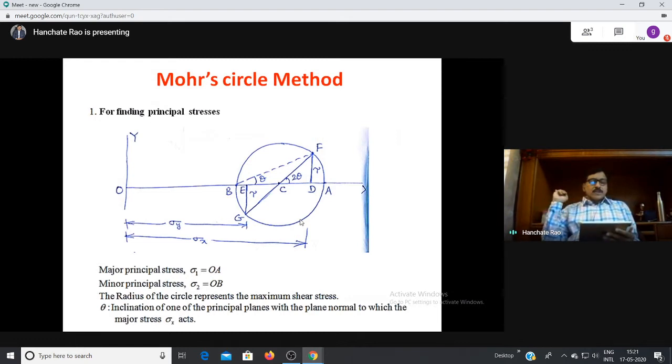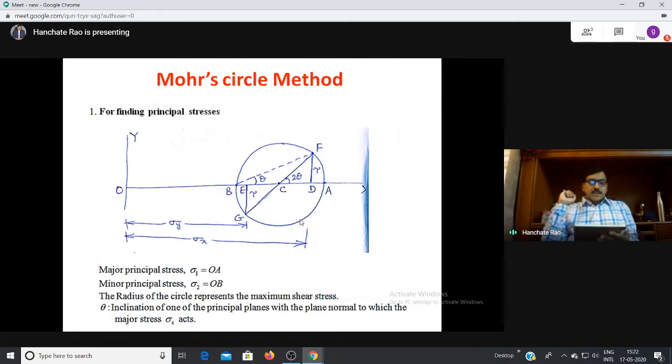Gunashekar is asking: the slope of the stress strain curve in the elastic deformation region is equal to what? You see, if it is linear, stress by strain is nothing but Young's modulus. So the slope of the linear stress strain diagram gives you the Young's modulus.